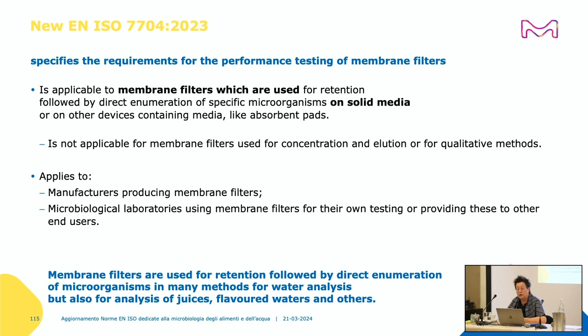It is mainly used in water analysis, but it is also cited for the analysis of juices, flavored waters, and other samples, when you have the combination of membrane filters with solid media. For example, in the International Fruit Juice Union, IFU, methods for Alicyclobacillus, also for colony counting, ISO 7704 is cited so that the membrane filters have to be tested according to the standard. Especially for Alicyclobacillus, we have seen that some combinations of filters together with the medium are not very good.